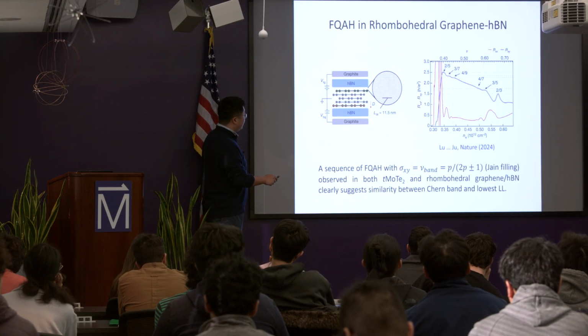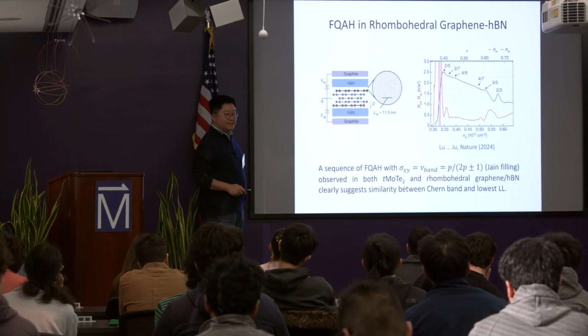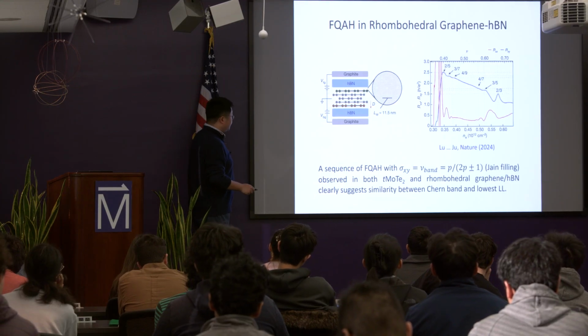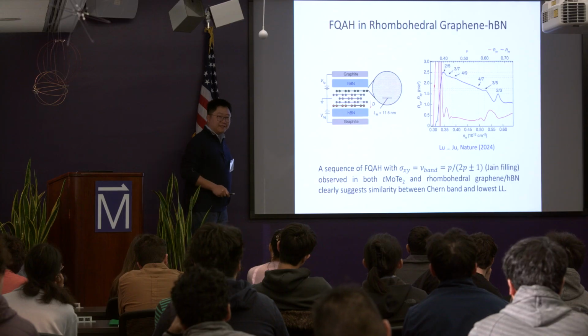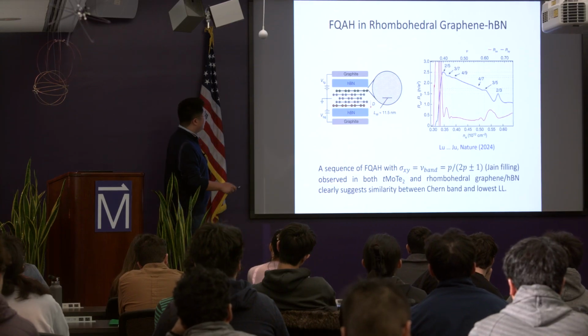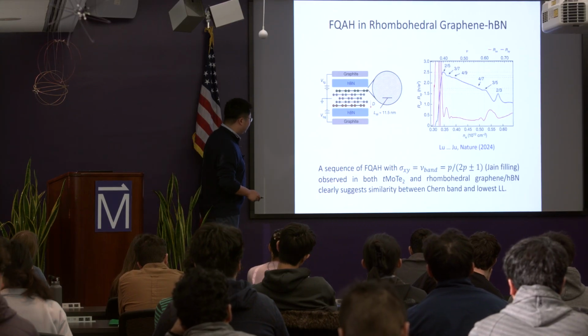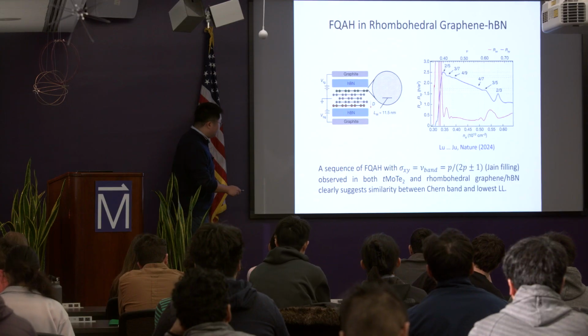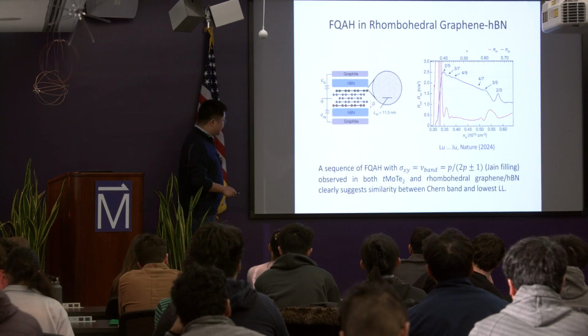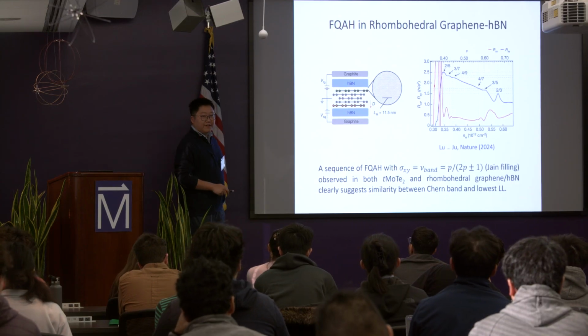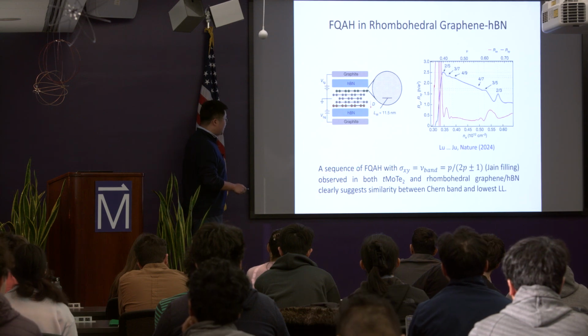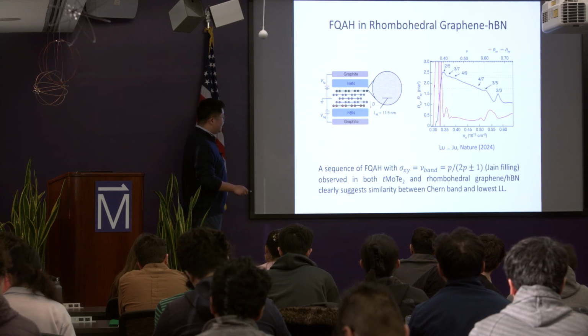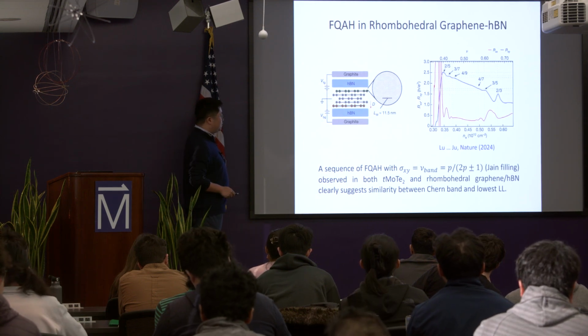And in this system, it shows many more fractional filling factors. And this was really a pleasant surprise, because this fractional quantum Hall effect in this system was not predicted. Now, one thing I want to highlight is that in both MoTe2 and the rhombohedral graphene, we see that the fractional quantum Hall effect occurs at filling factor p over 2p plus or minus 1.